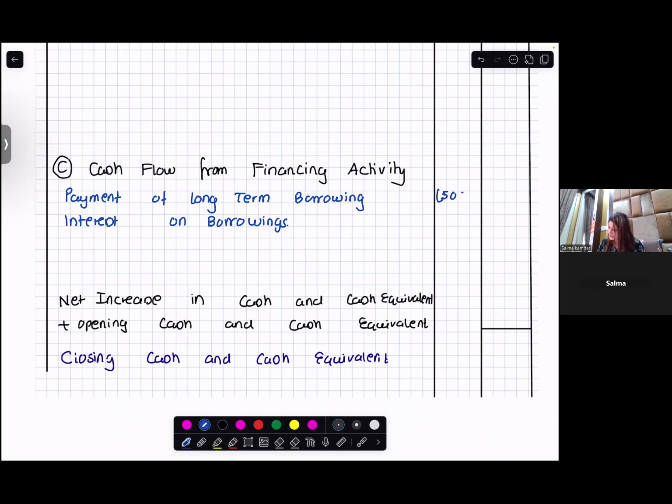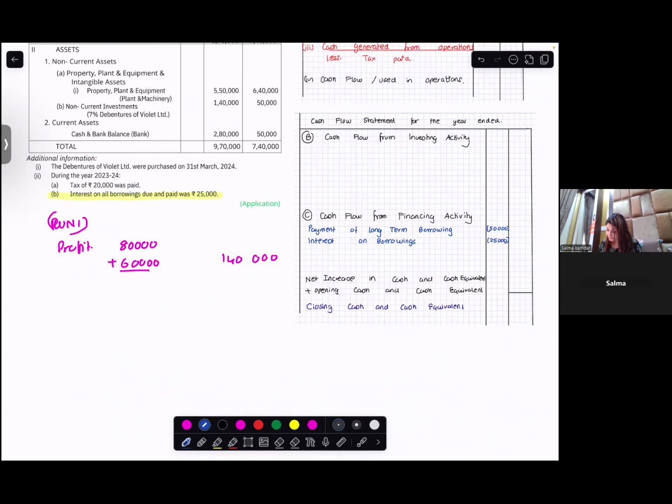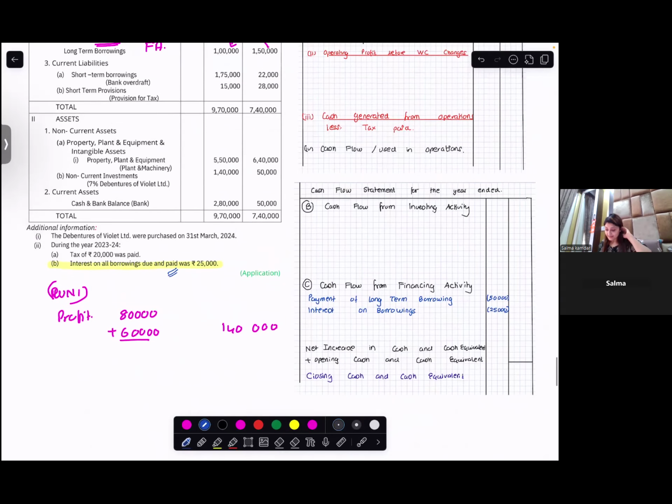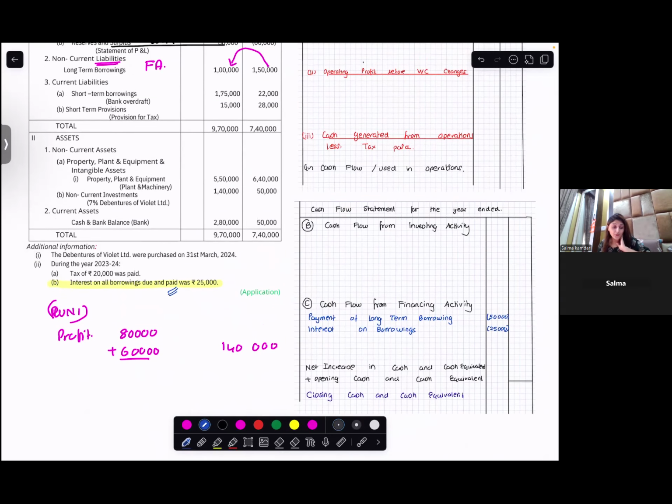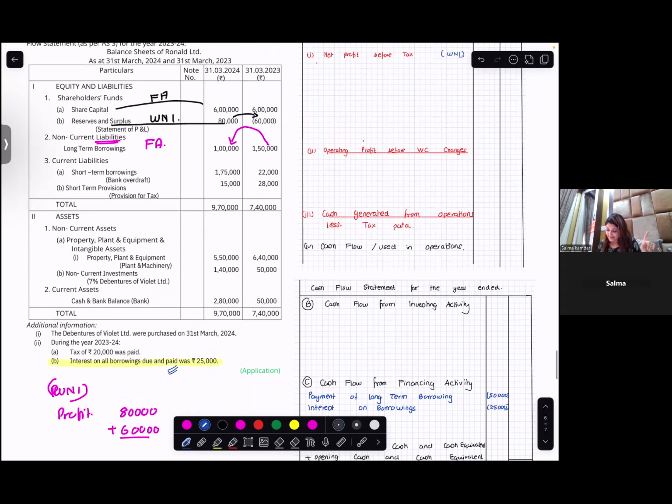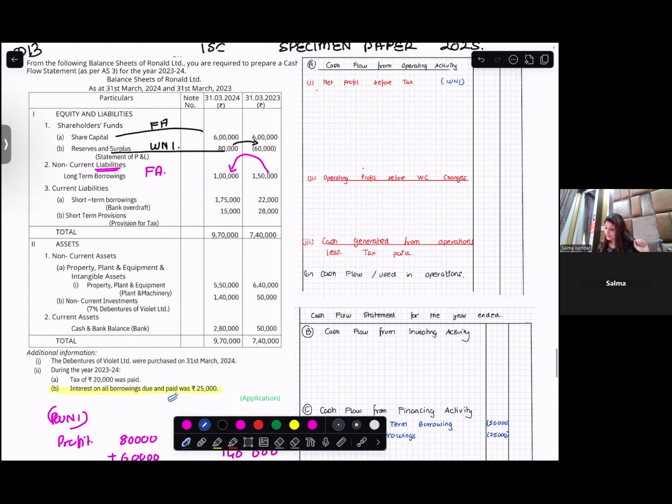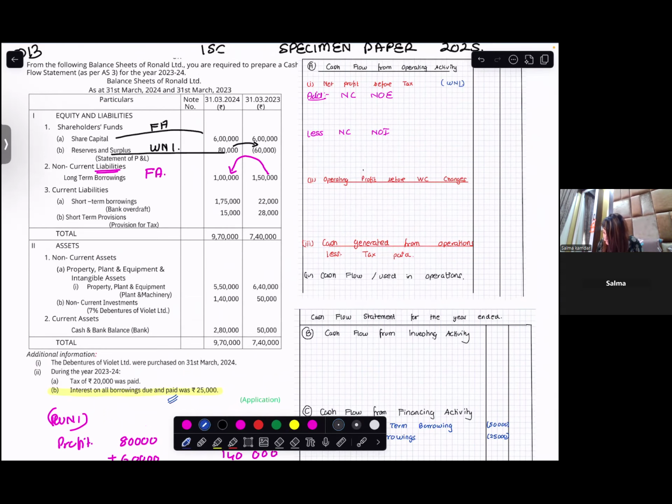You've paid the long-term borrowings of 50,000 and there was an interest on the long-term borrowings of 25,000 and this is paid as well. So this is your non-operating activity. Interest on the borrowings is your non-operating activity, 25,000. Non-cash, non-operating activity. Non-cash, non-operating expense is added over here. And what is deducted? Non-cash, non-operating income. So this interest on borrowings.